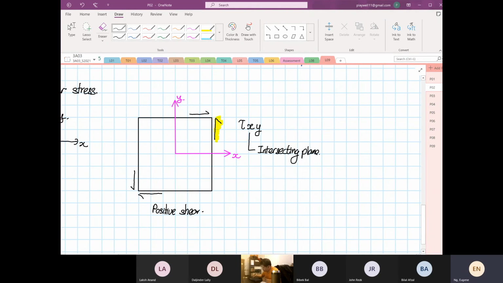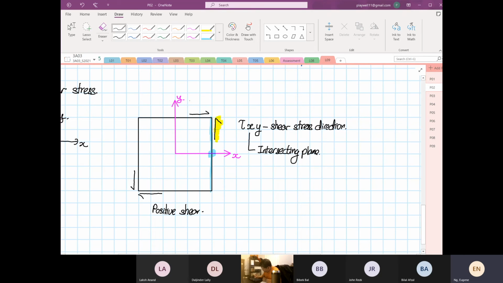So what do I mean by intersecting plane? This plane over here, right? It intersects the x-axis, yes or no? Right, that's why it's X. And then the Y is the shear stress direction. Right? So for this case, the arrow is pointing parallel to the y-axis.